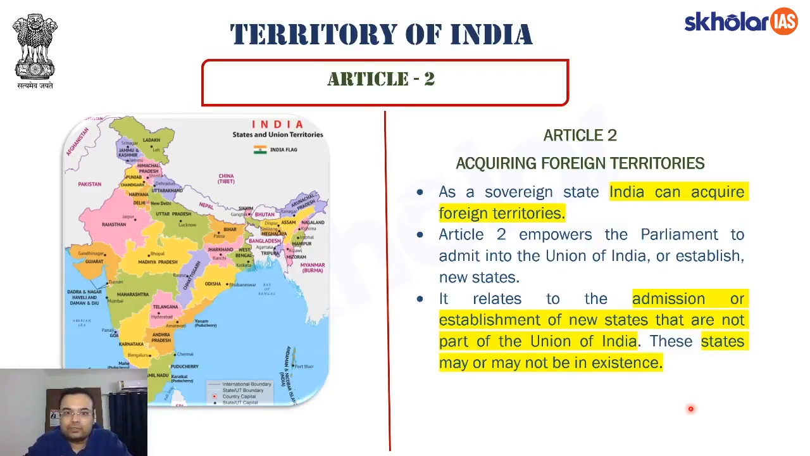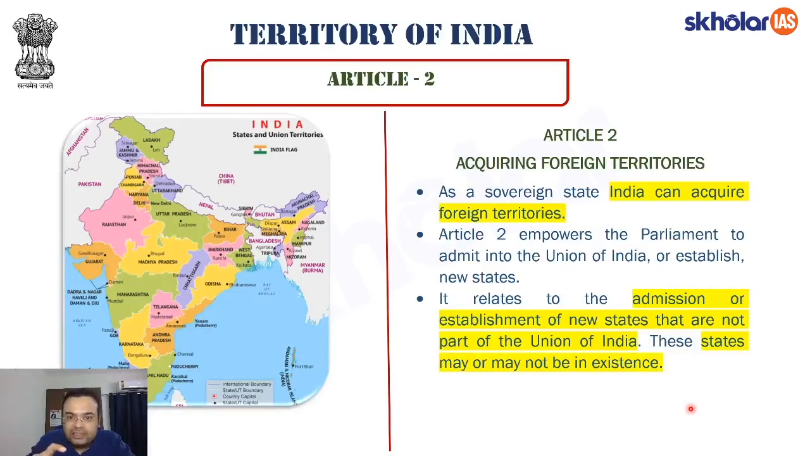In such a scenario, what is required is a procedure explained in the Constitution itself, which talks about the procedure in which India, that is the Union of India, will be able to acquire a new territory and make a new state. I hope you are able to understand what we are trying to say here: Article 2 talks about acquiring new territories which were so far not part of India.